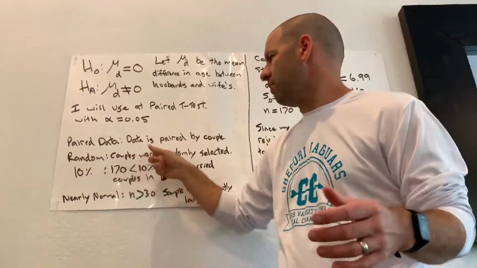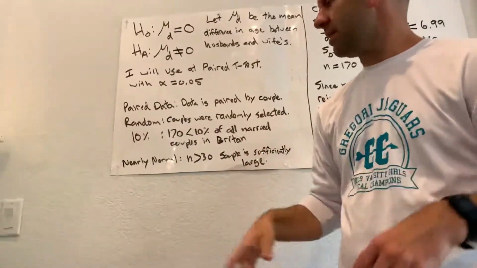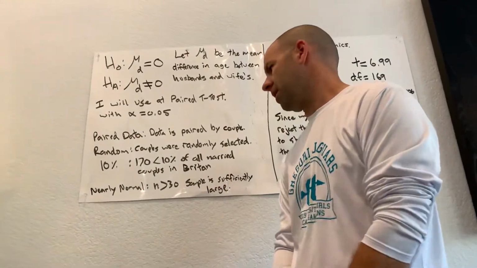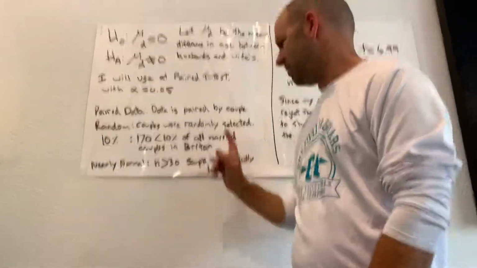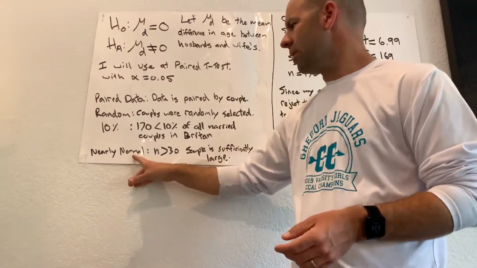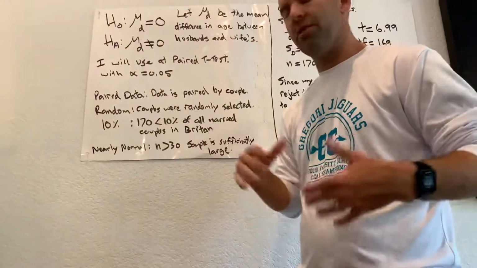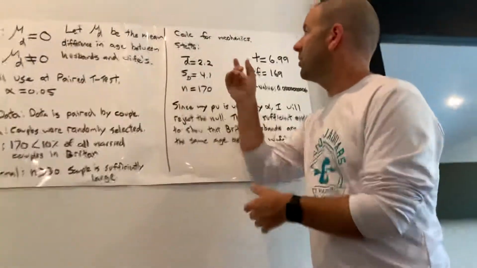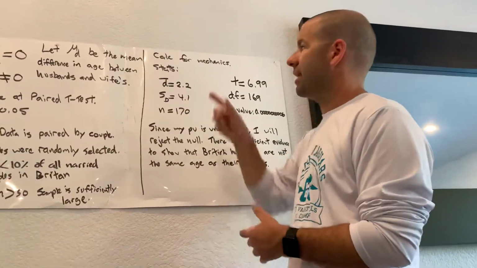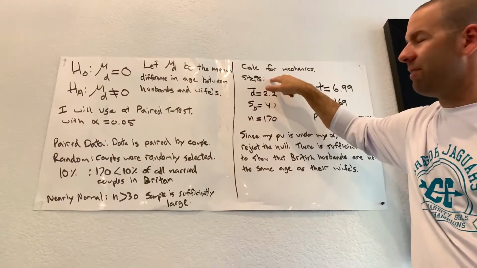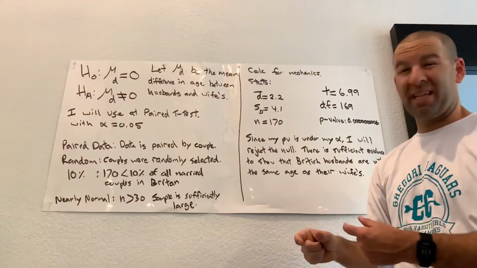Random, same as before, couples were randomly selected. I think they told us that. 10%, 170 couples is less than 10% of all married couples in Britain. I don't think I spelled Britain right, so that's embarrassing, but I'm going to move on. And then the nearly normal, n is greater than 30, so sample is sufficiently large. So there's all that. We come over to the mechanics. For the mechanics, we would use stats, not data, because they actually gave you some of the data, but they didn't give it all to you.